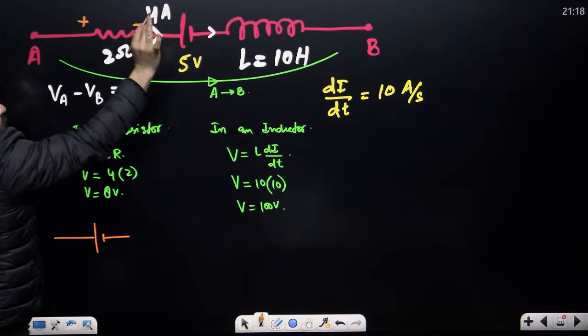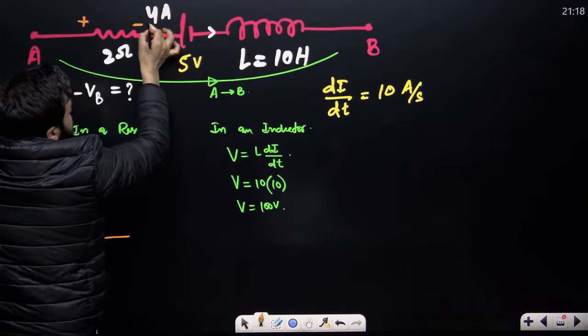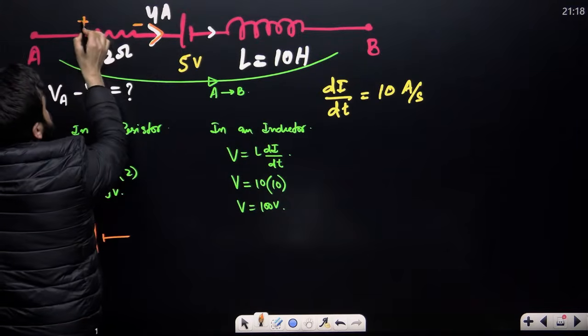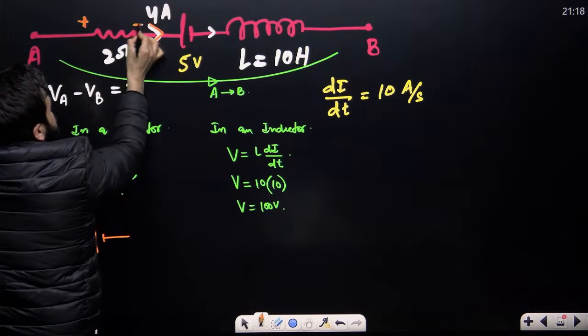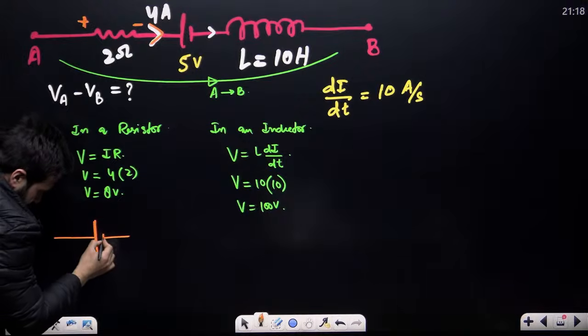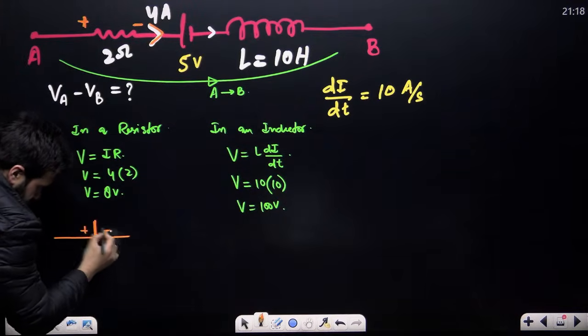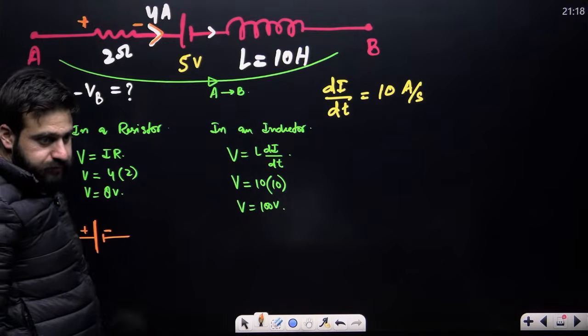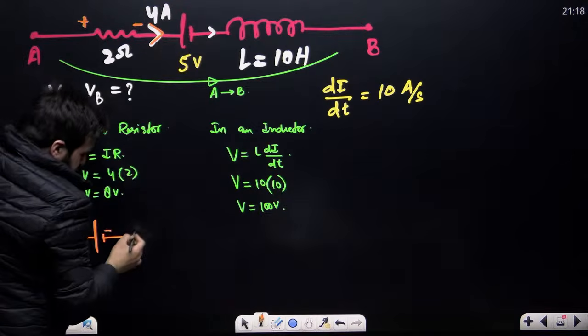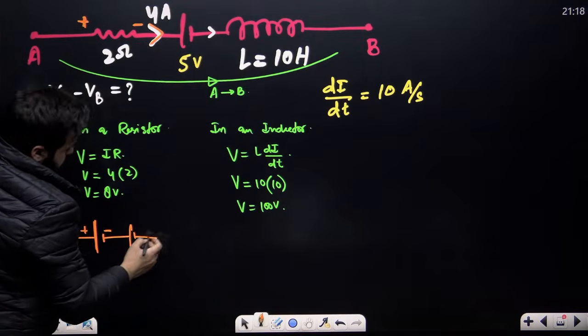Sir, this is the direction of current, 4 ampere. Current always flows from higher potential to lower potential. So this will be at higher potential, this will be at lower potential. Means you make the positive terminal on this side, negative terminal on this side. This is positive and this is negative. Then, my dear NEET aspirants, keep this battery as it is. This is 5 volts.